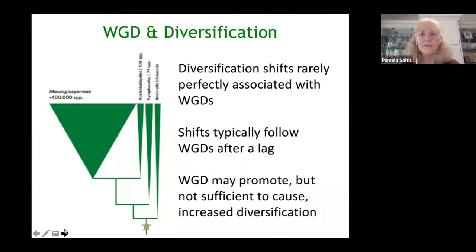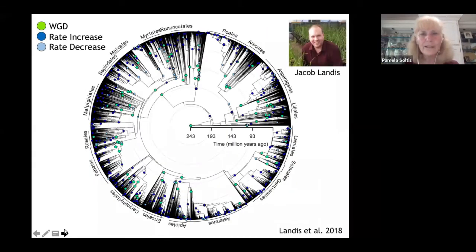So we found that diversification shifts were rarely perfectly associated with duplications, and that the shifts typically did follow a lag. So this suggested that the whole genome duplication might be enough to promote, but not enough to cause increased diversification. And in fact, the data set was so small there, we started looking for more evidence so that we could test this more appropriately. So following just a few years, there were so many more genome duplications identified based on the work of the 1KP consortium that our former student, Jacob Landis, was able to do a much larger analysis of this question.